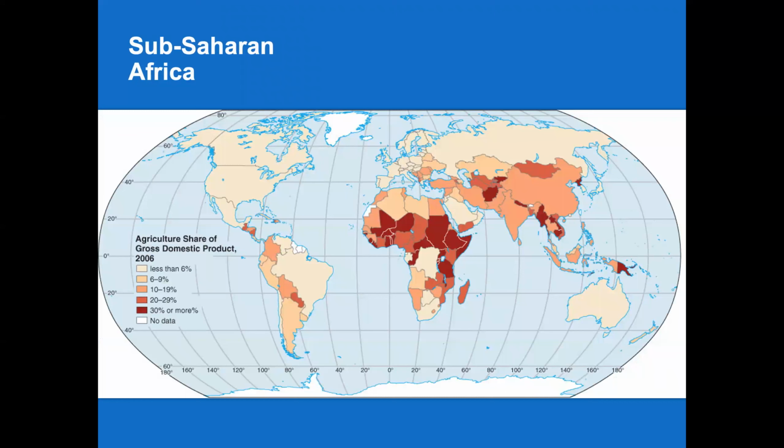Here's an example as to how much of a percentage of gross domestic product agriculture is a part of. And this is a dated image from 2006, but it still applies. The fact that in a lot of sub-Saharan countries, agriculture comprises a significant percentage of their total economy.